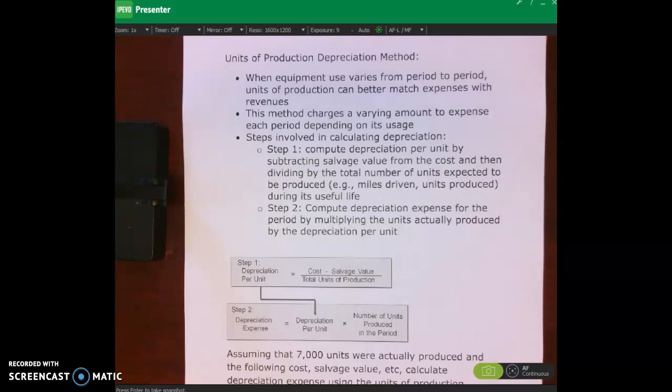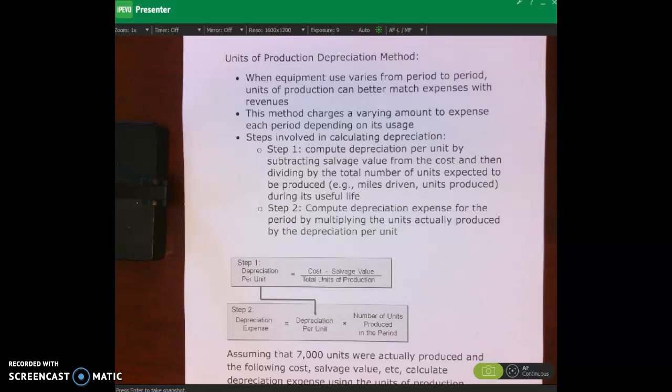Now the straight line is a pretty popular method, and it's useful for those types of assets that are used on a consistent basis across their useful lives. So, for example, a laptop. I have my laptop with Mary Washington. I use it pretty consistently each year. It's not like I use it a lot in 2016 and I barely used it in 2019. I use it pretty much the same every single year. So straight line depreciation makes sense for an asset like that.